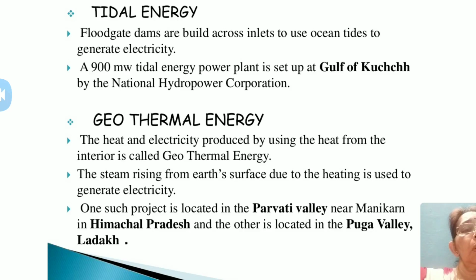Geothermal energy is the heat and electricity produced by using heat from the interior of the earth. The steam that rises from the earth's surface due to the heating is used to generate electricity. One such project is located in Parvati Valley near Manikaran in Himachal Pradesh. The other is located in Puga Valley in Ladakh.